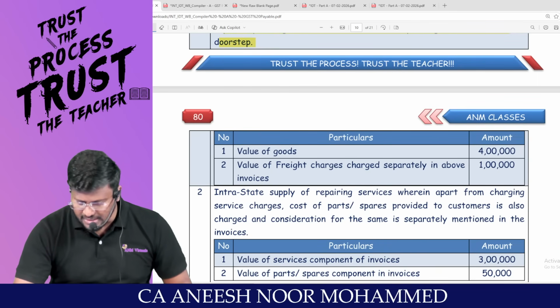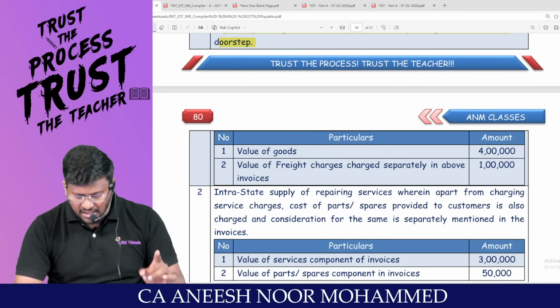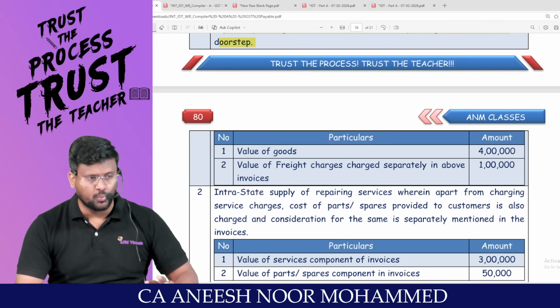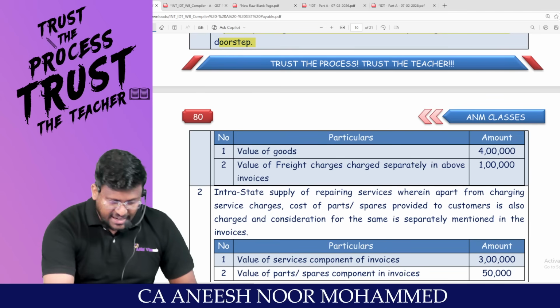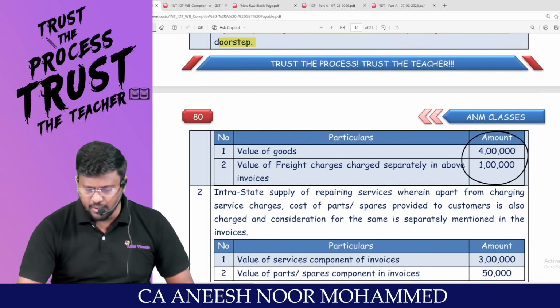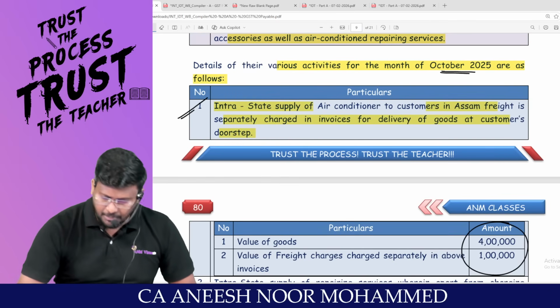Value of goods 4 lakh is given, and the value of freight charge is separately given in the above invoice. Whether you are separately charging or not does not matter. For this entire 5 lakh, the same AC rate will be applicable. That's point number 1.